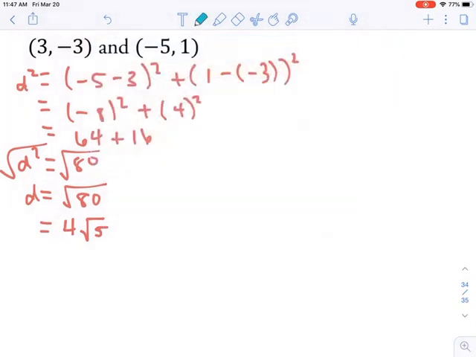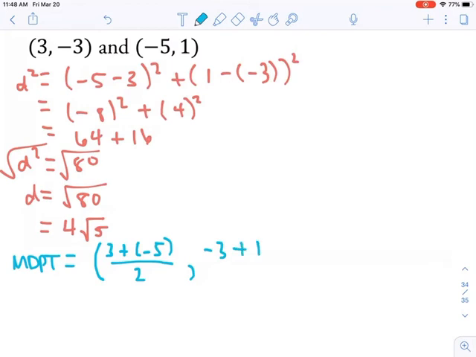Okay, and then let's do the midpoint. So we're going to average those values again, okay? I think you can see the pattern that we're doing here, right? So x1 plus x2 averaged, and then y1 plus y2 averaged, okay? And then 3 plus negative 5 gives me negative 2. When I divide negative 2 by 2, that's negative 1. And negative 3 plus 1 is also negative 2, which again, when I divide by 2, is negative 1. So that gives me a midpoint of negative 1, negative 1. All right, so there we go.